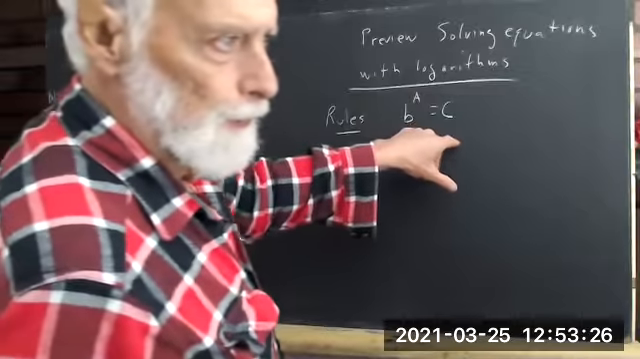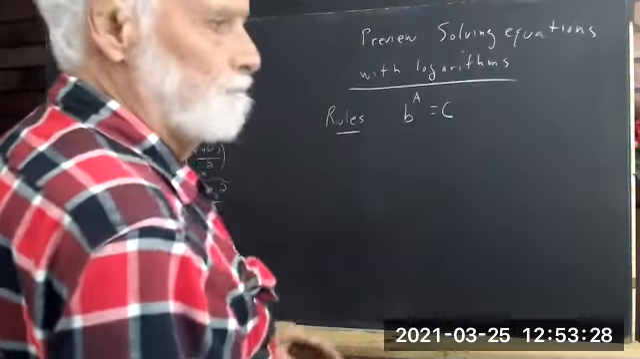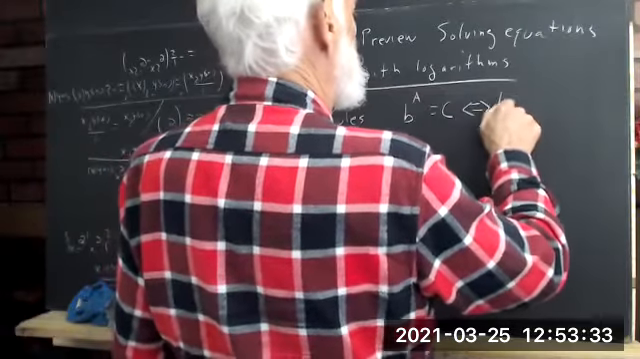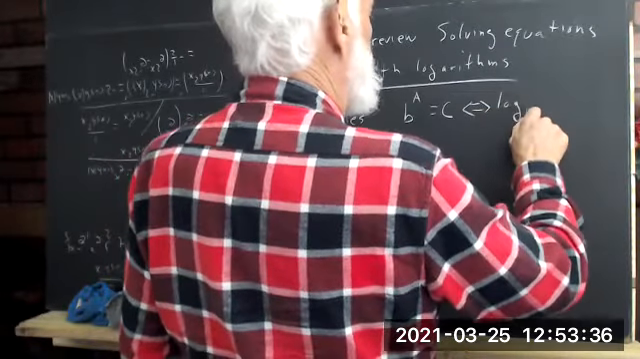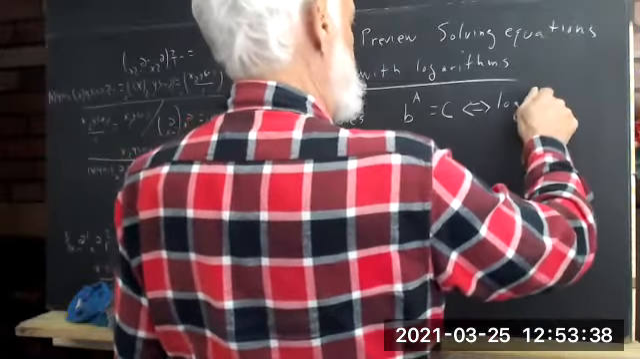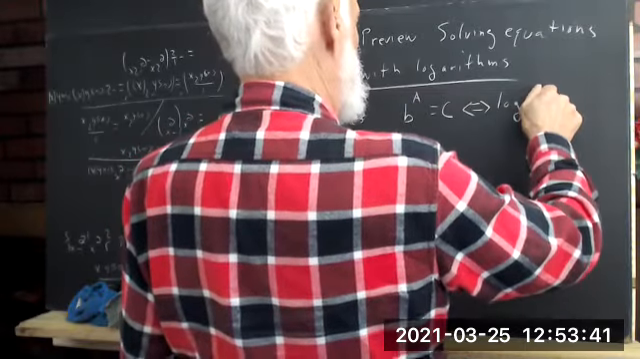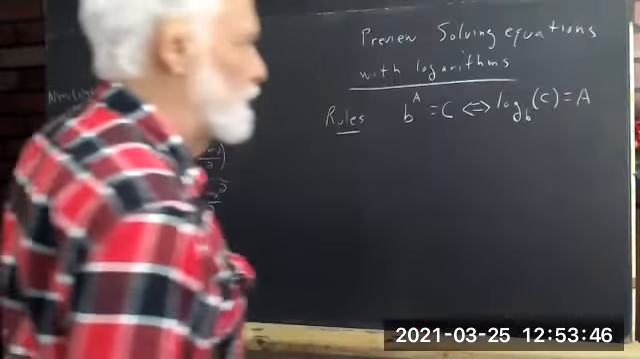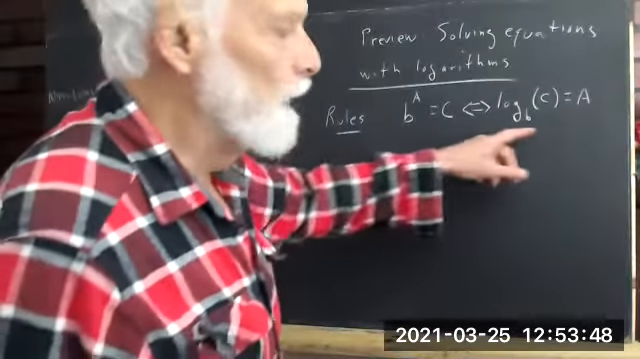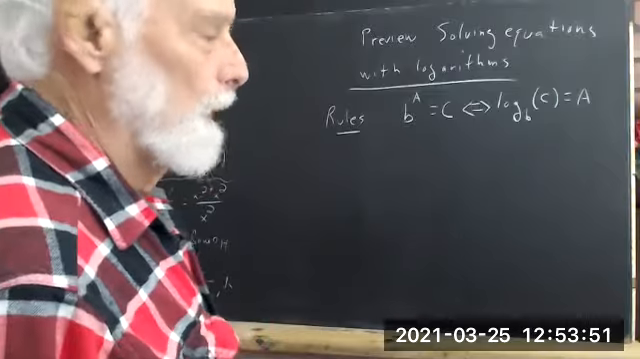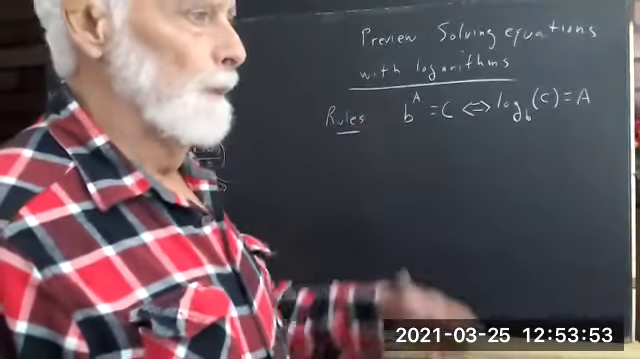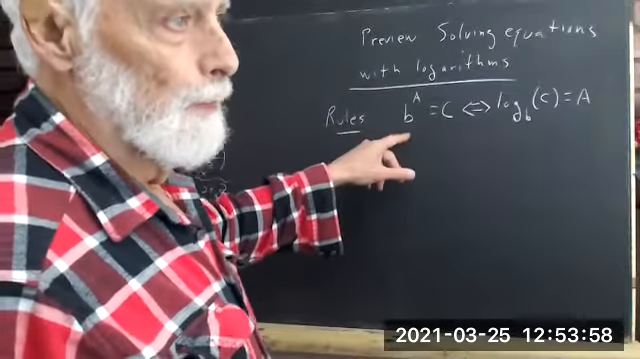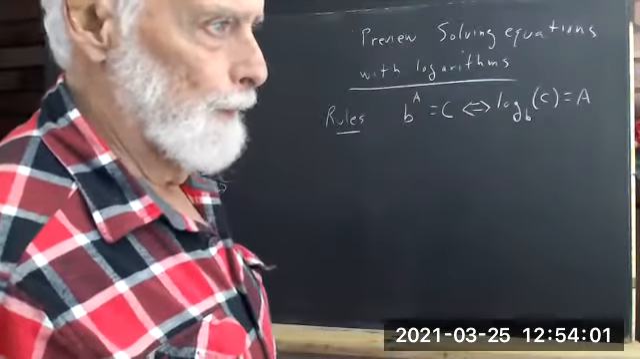B to the A equals C is equivalent to log base B of C equals A. It's an inverse function relation. Okay, now you did see inverse functions back in chapter 1. So the logarithm to the base B is inverse to the B to the X function, okay?